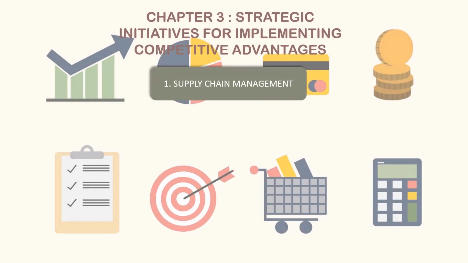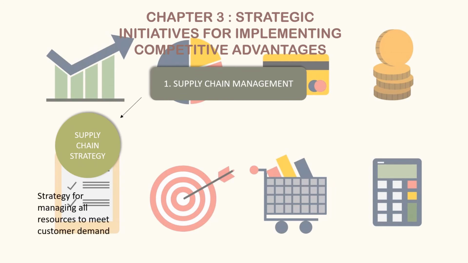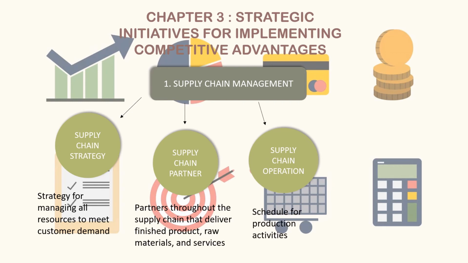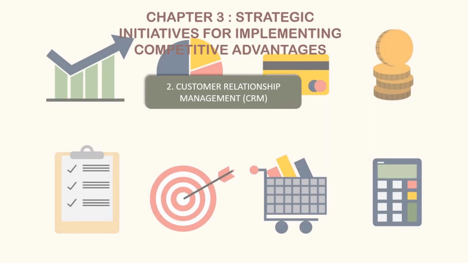Supply chain management has 4 sections. Firstly, supply chain strategy for managing all resources to meet customer demand. Secondly, supply chain partners throughout the supply chain that deliver finished product, raw materials, and services. The third one is supply chain operation, schedule for production activities, and the last one is supply chain logistics, the product delivery process. So next we go to customer relationship management, CRM.